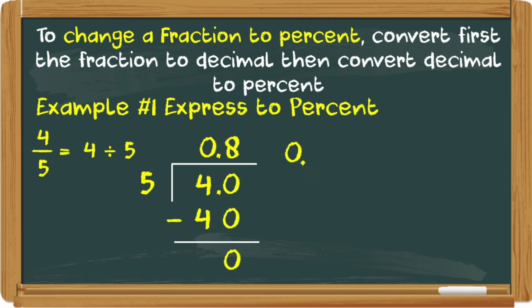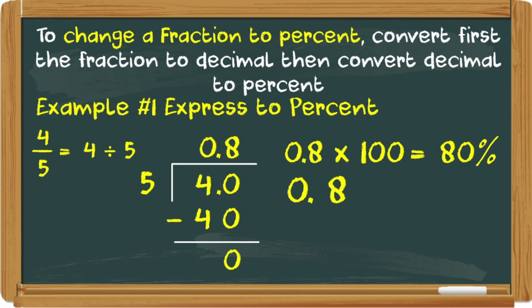And converting 0.8 into percent, we can use any of the two methods. So we can multiply it by 100. So 0.8 times 100 will give us 80%. Or the second method, which is to move two decimal places to the right. So we'll have 1, 2, add 0. So the answer here is 80%.